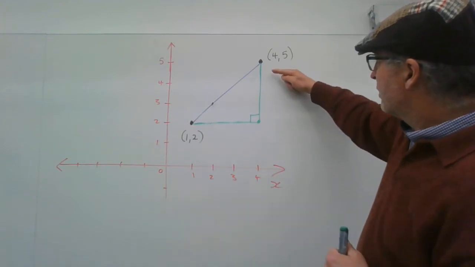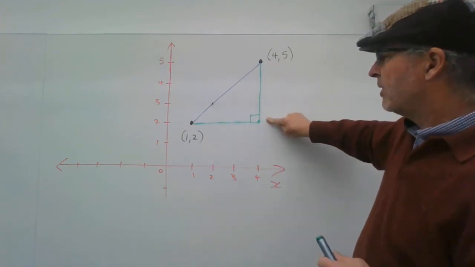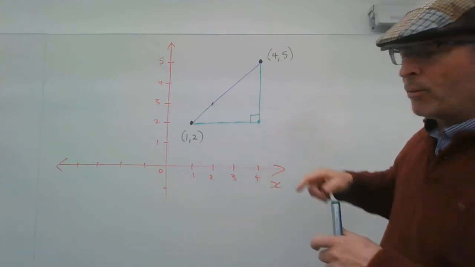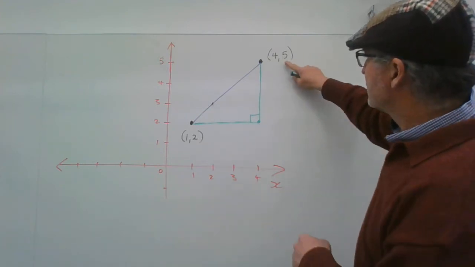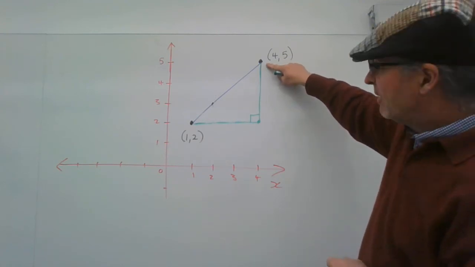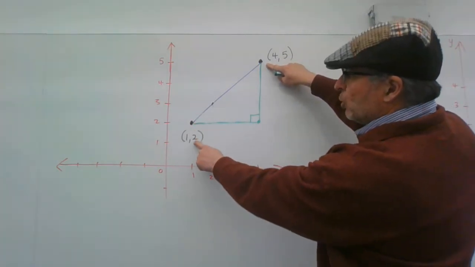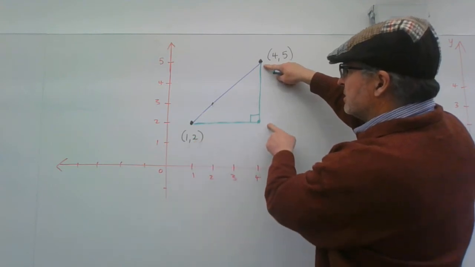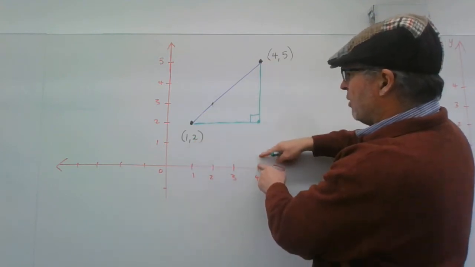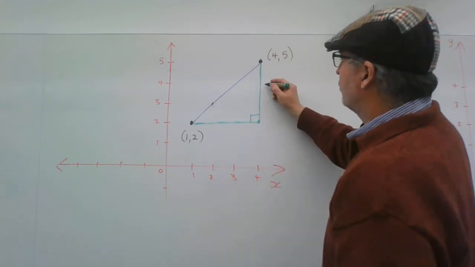Well, to figure out what that length is there, as we did before when we did the distance formula, we would say the vertical height of this is 5 and the vertical height of this is 2. So this must be 3. All the way up is 5, but take off the 2 and you're left with 3.